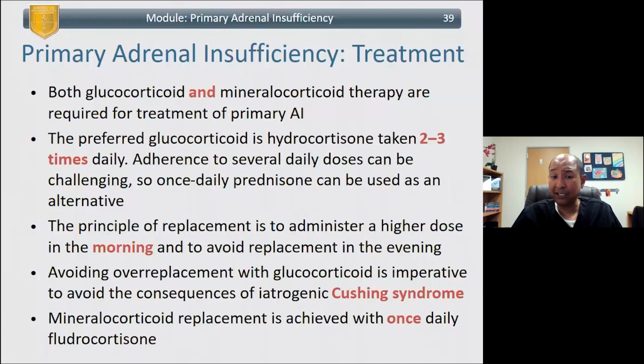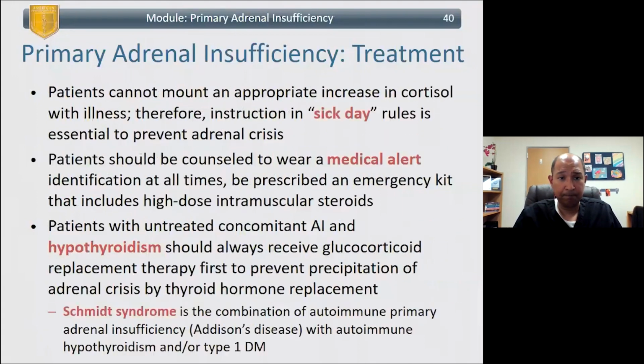Be careful with over-replacement. Of course, these patients can develop a Cushing syndrome because you're giving them too much cortisol. And mineralocorticoid replacement is usually once daily. The classic one we use is fludrocortisone. It's important that patients have sick day rules. Unfortunately, if they do develop adrenal crisis, they should wear a medical alert tag, so if they were found down, they would receive steroids, which is such an emergency in these patients. And these patients should be prescribed an emergency kit with high dose steroids that can be given intramuscularly.